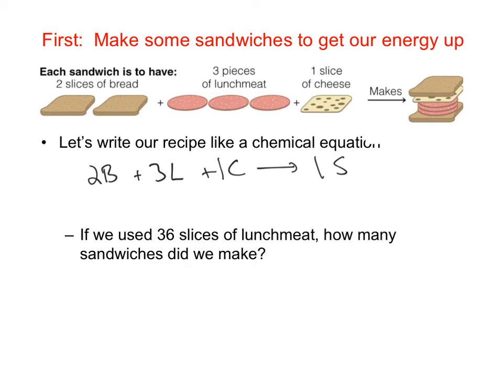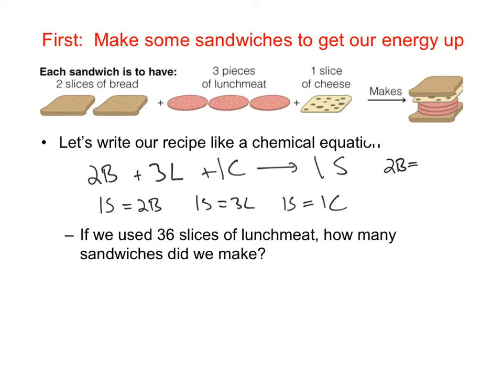And so if I want to make 1 sandwich, I need 2 bread. If I want to make 1 sandwich, I'm going to need 3 slices of lunch meat. Or if I want to make 1 sandwich, I need 1 slice of cheese. So we know how all the ingredients are related to sandwiches, but we also know how all the ingredients are related to each other. If I make 1 sandwich, I'm going to need 2 bread.